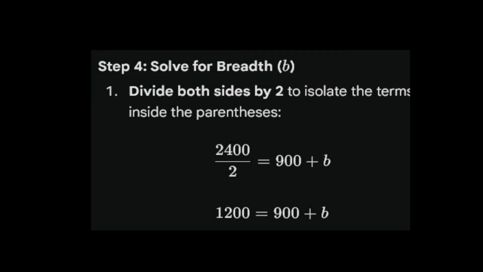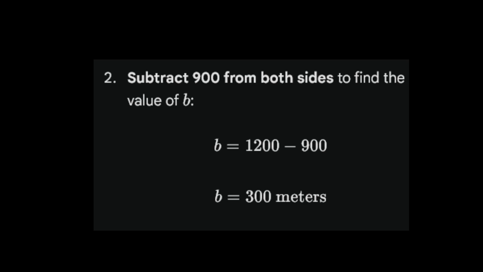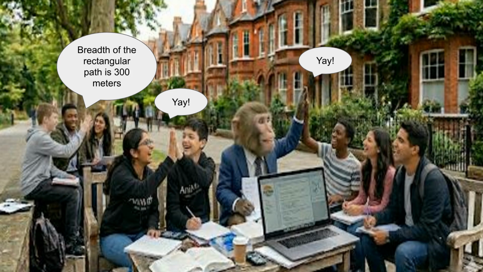Step 4. Solve for breadth, b. First, divide both sides by 2 to isolate the terms inside the parentheses. This gives us 2,400 divided by 2 equals 900 plus b, which simplifies to 1,200 equals 900 plus b. Now we subtract 900 from both sides to find the value of b. The equation becomes b equals 1,200 minus 900, resulting in b equals 300 meters. So the breadth of the rectangular path is 300 meters.